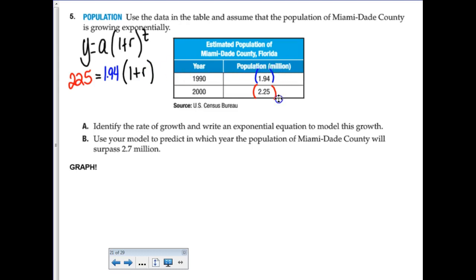But to go from beginning to end of our problem, we do know how much time elapsed. How many years went by here? 10 years. Very good. So if I think about how I'm going to algebraically solve for r, you're going to start by dividing both sides by 1.94. And right off the bat, you're going to have some gross decimals. And we're just going to have to kind of suffer with the math and write out the gross decimals. So 2.25 divided by 1.94. I'm going to write my work over here. Is it like 1.1598? Okay.